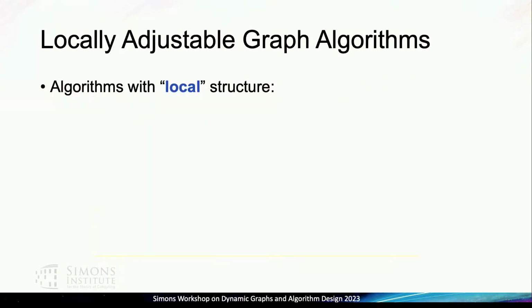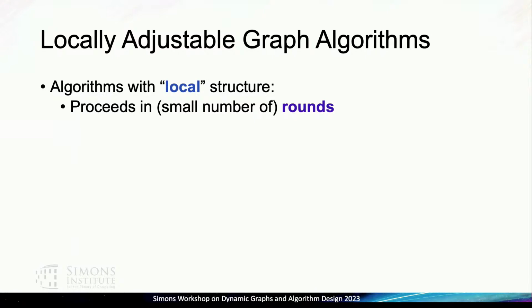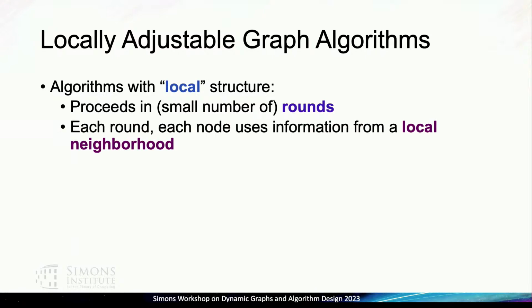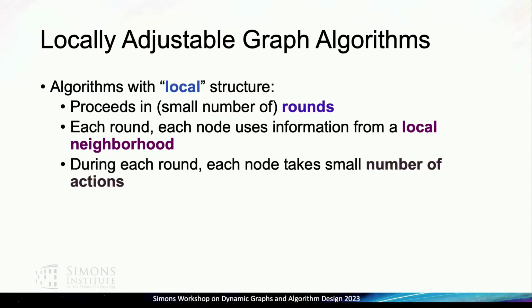Okay, so how do we do this? One specific type of algorithm I've studied is what's called locally adjustable graph algorithms. These graph algorithms are very simple, and you'll see how simple they are. They are algorithms with some local structure. What do I mean by local structure? These algorithms proceed in a small number of rounds, where in each round, each node uses information from some local neighborhood. You can think of this local neighborhood as its immediate neighbors even. Then during each round, each node takes a small number of actions.